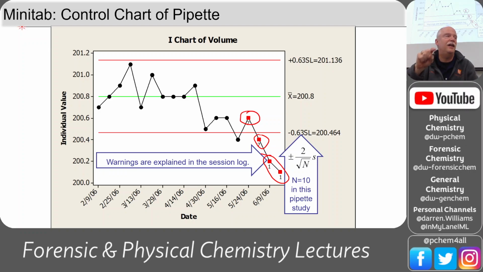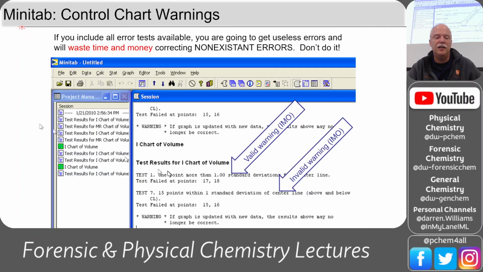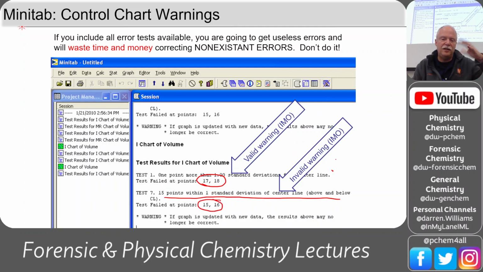If you were to fiddle with the data in Minitab, there'd be a record of it in that session log. So if you're using Minitab to control chart your data, you get this session log, and you can see test number 1, 1 point failed, was more than 1 standard deviation from the center line, and it failed at points 17 and 18. Or test number 7, 15 points within 1 standard deviation of the center line. This failed at points 15 and 16. So, these are the different warnings that you see in the session log, and this session log keeps track of everything that you do in the program.